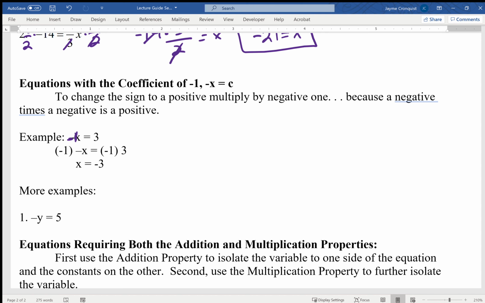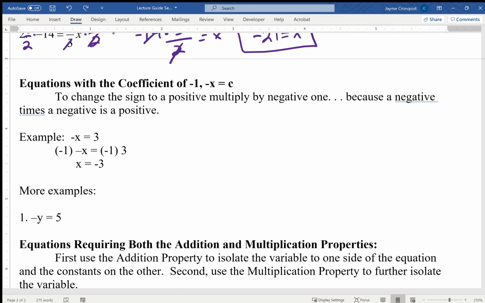Here, let me try to erase. There we go. Okay, I keep forgetting I've got the undo.